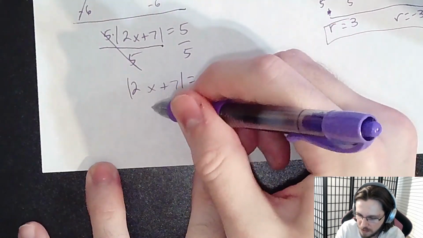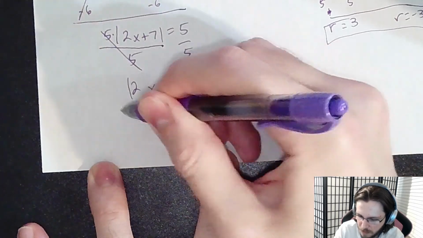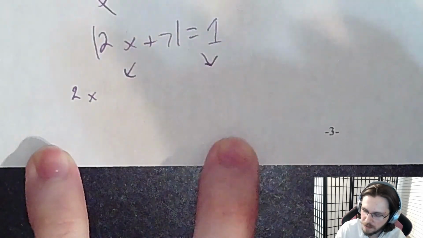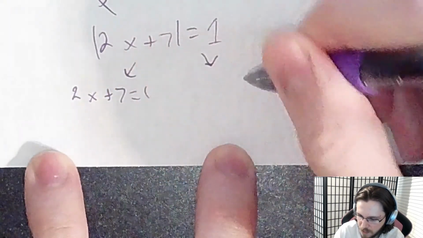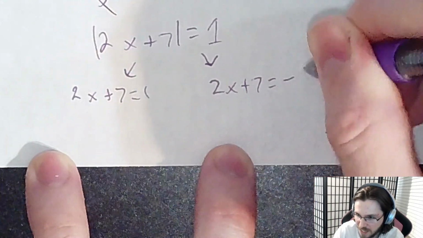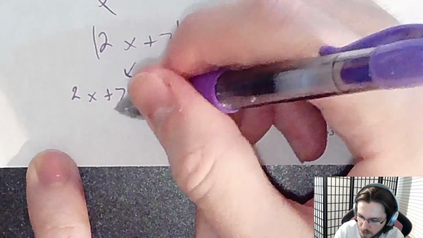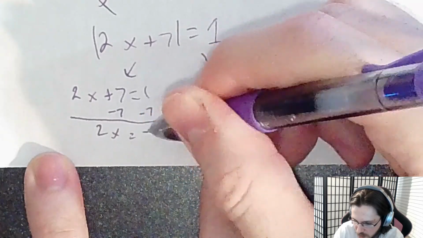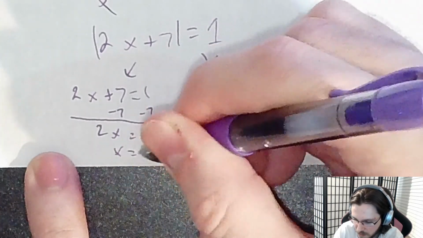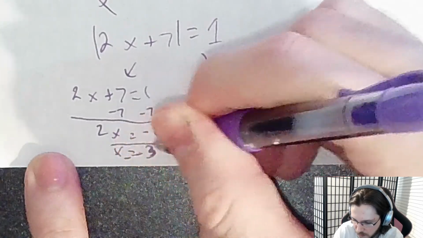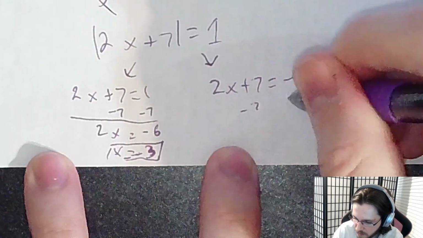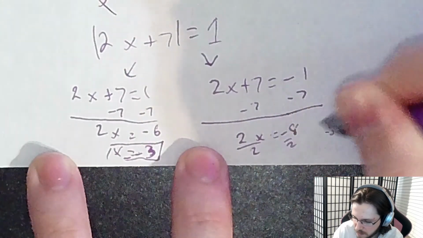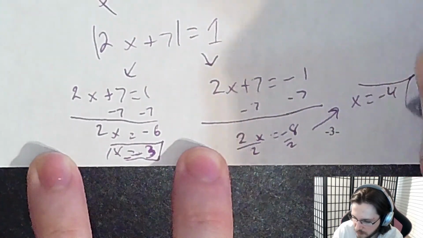Split it into two separate questions. I hope I don't run out of room on my paper here. I'm going to write a little bit smaller. Here, I'll zoom in. There we go. So we got 2x plus 7 equals 1, and then 2x plus 7 equals -1. Subtract 7 on both sides, and we're going to get 2x equals -6, and therefore divide both sides by 2. X equals -3. Whew. Got to it. Subtract 7 on both sides. 2x equals -8. Divide both sides by 2. And we're going to end up with x equals -4.